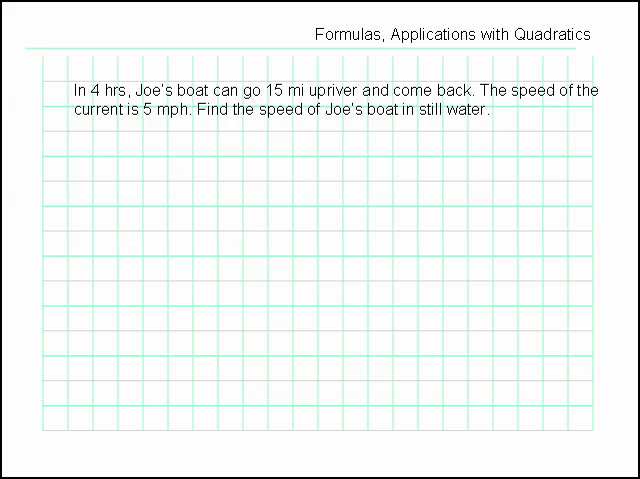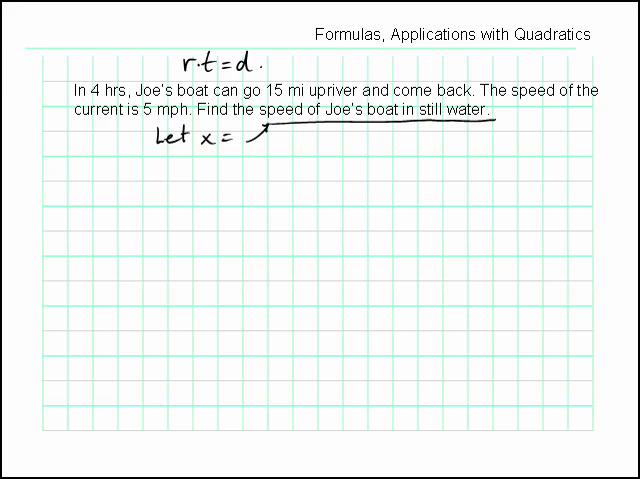All right, next in this section are some applications. This one is a rate, time, distance problem. It says in 4 hours, Joe's boat can go 15 miles upriver and come back. The speed of the current is 5 miles per hour. Find the speed of Joe's boat in still water. So we're going to let x equal, right here, the speed of Joe's boat in still water, what we're trying to find.